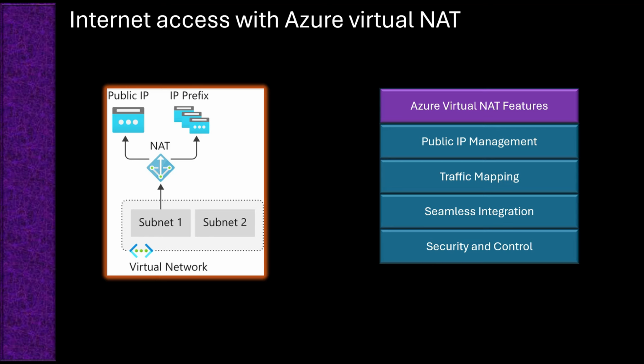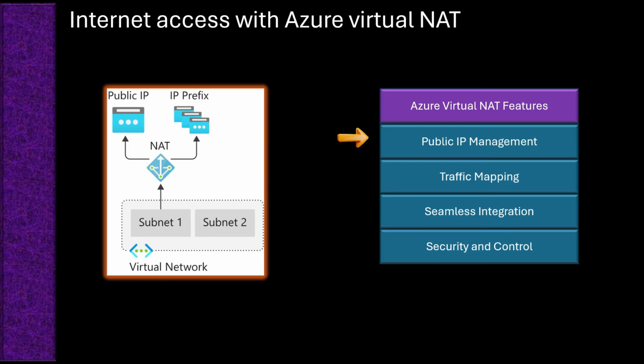Azure Virtual NAT is a managed NAT service that provides outbound internet connectivity for resources within an Azure Virtual Network. It maps the private IP addresses of your internal resources to one or more public IP addresses, which facilitates secure and efficient internet access. This virtual NAT service comes with many features.